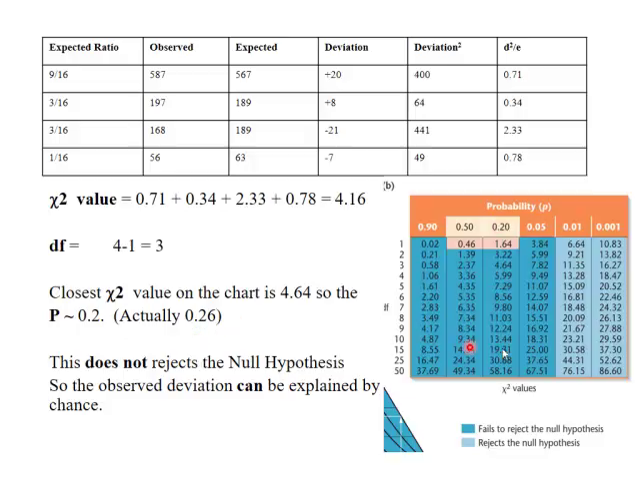Now, this is in the dark blue area. So everything that falls over here, we're going to say, okay, any difference we have here probably has to do with chance. We're going to say this fails to reject the null hypothesis. And so, as a result, these observations can be explained by chance.